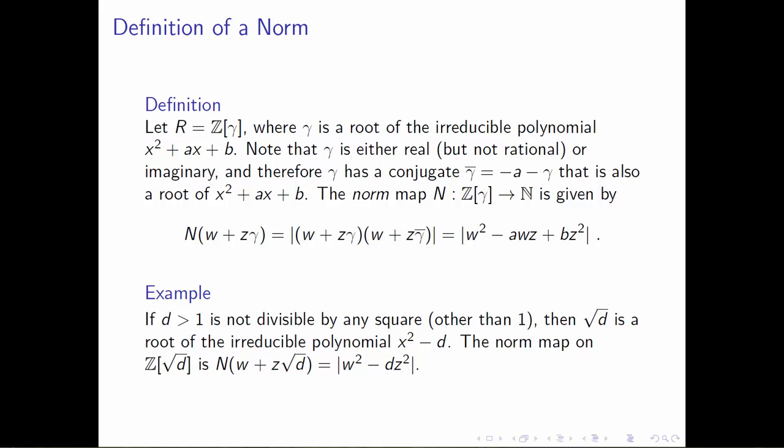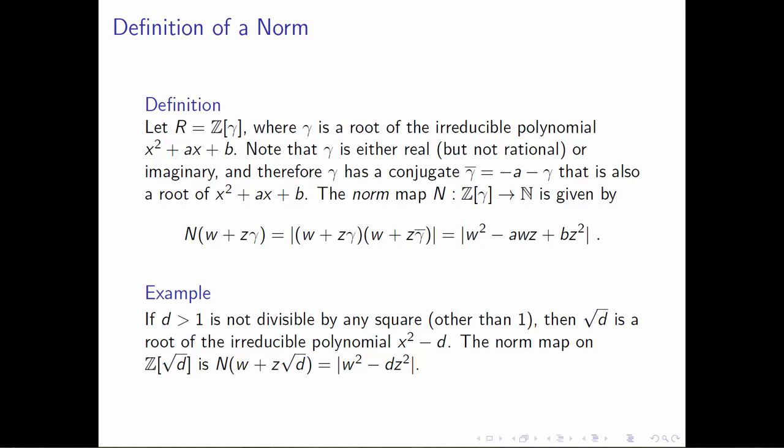Now, what your book does is it works with this sort of simplified example. It works only with polynomials of the form x squared plus b. So if d is a number that's bigger than 1, and it's not divisible by any square other than 1, we'll let it be divisible by 1 squared, then the square root of d is a root of an irreducible polynomial, x squared minus d.